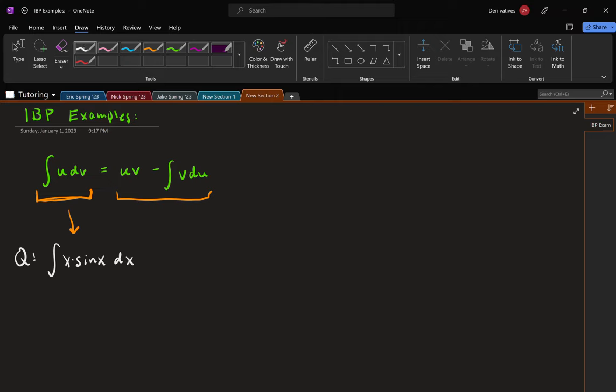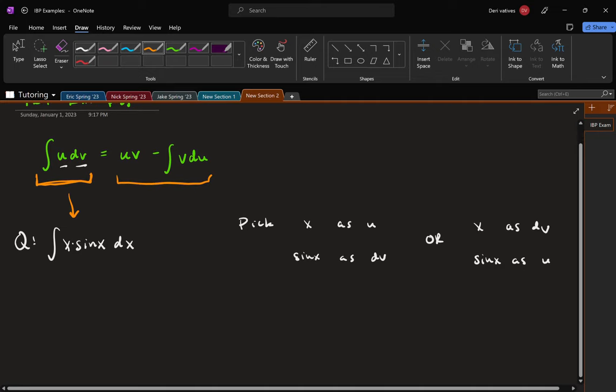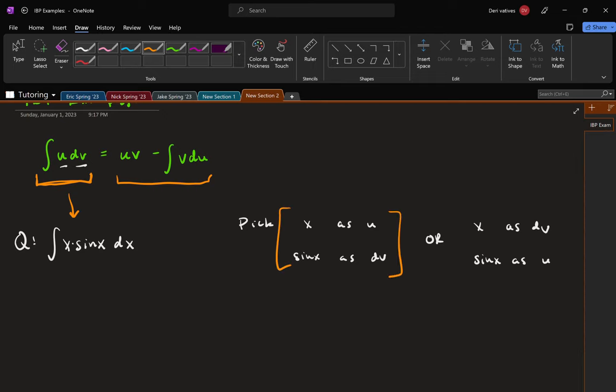I need to pick, in other words, I need to pick either x as u and sine x as dv, or I have to do it the other way around. Either x will be dv or sine x as u. I'm sorry, dv, because I have u dv. So, just for now, I'm going to show you. You don't have to worry about where this comes from. I'm telling you for just this time, this is the right way. It does matter which one you pick.